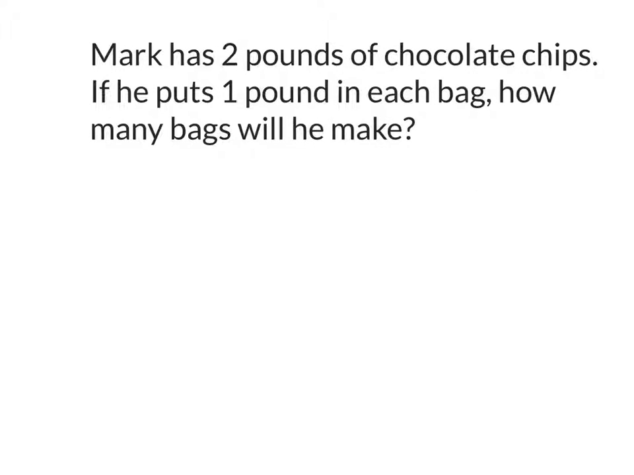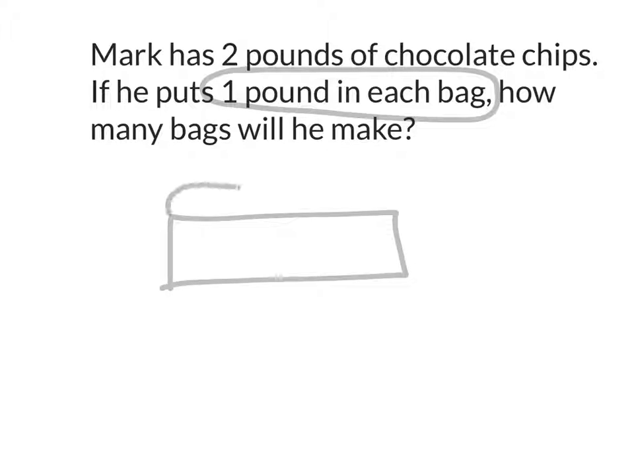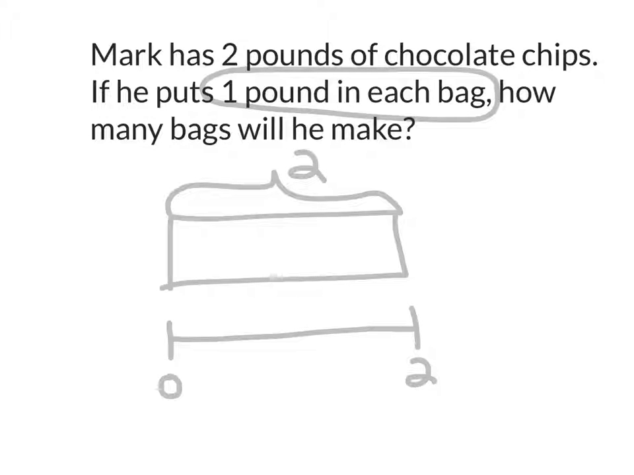Mark now has 2 pounds of chocolate chips, but he wants to put 1 pound in each bag. Again, let's represent those 2 pounds with a tape diagram. And then we're going to put our number line starting with 0 right below, and go all the way to the 2, since the 2 represents the whole that Mark has, the 2 whole pounds of chocolate chips. However, in this piece, we want to put 1 pound in each bag and figure out how many bags that Mark would make. If we look down here at our number line, we would see that about halfway between 0 and 2 would be the number 1.